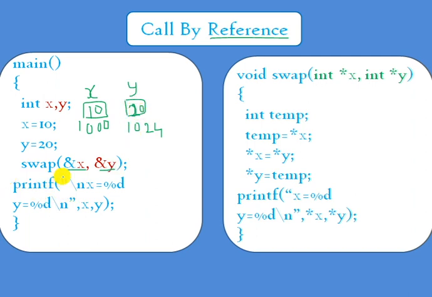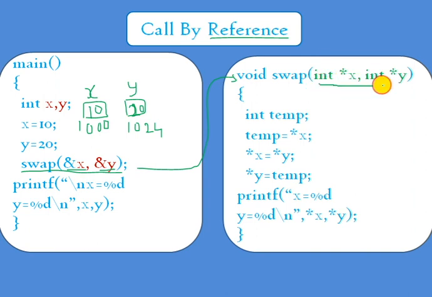So you are calling a swap method by sending the address of x and address of y, not the value in x, not the value in y. That means 1000 and 1024 will be sent from the main method. So immediately the program counter goes to the function definition.